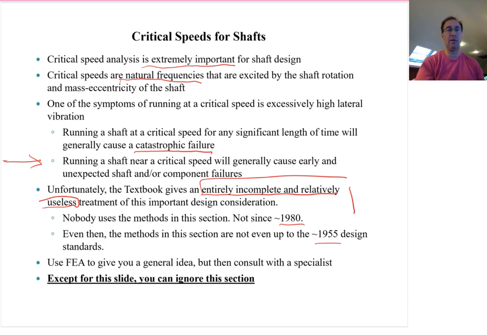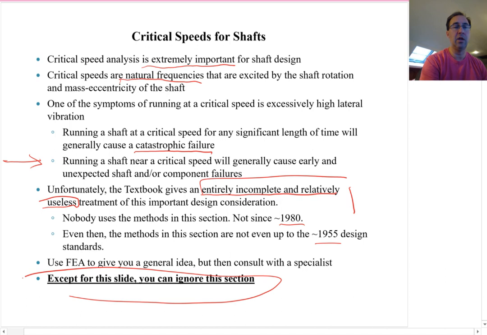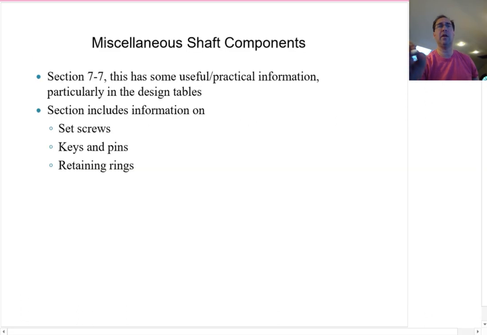So again, except for this slide, you can ignore this section. And if you ever have to do this, use FEA. That's my two pieces of advice there. And we can skip to the next slide. We're going to move to the next section, which is miscellaneous shaft components.